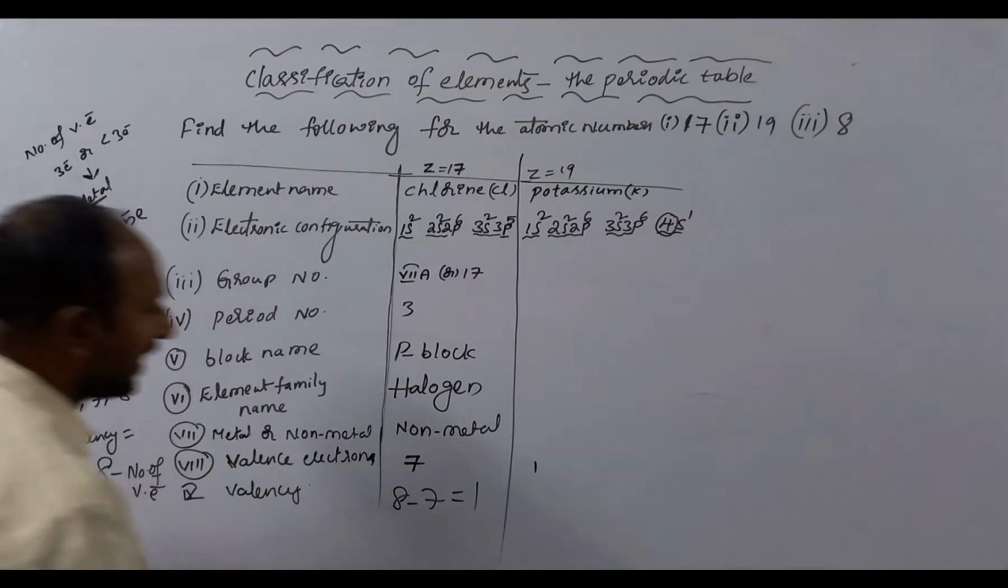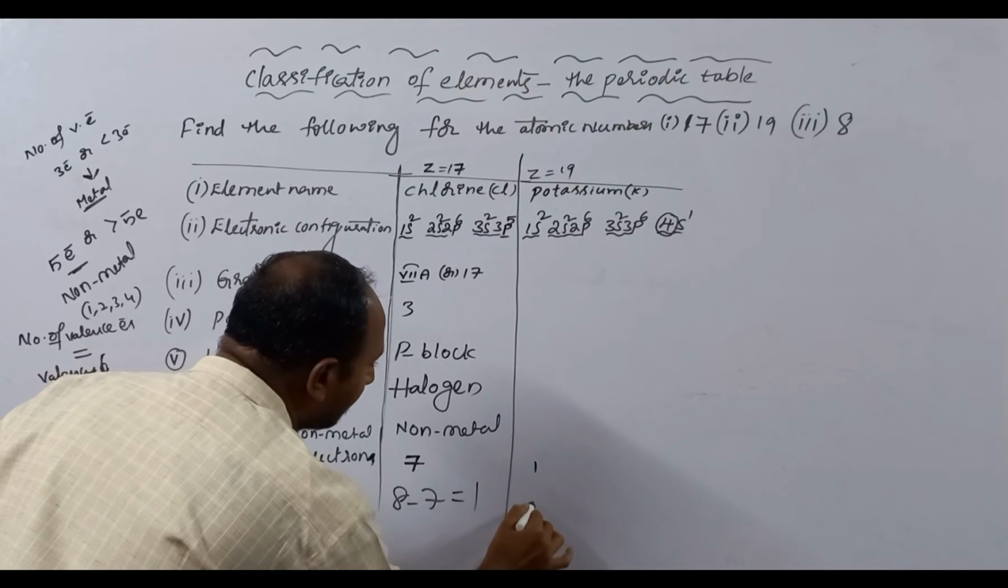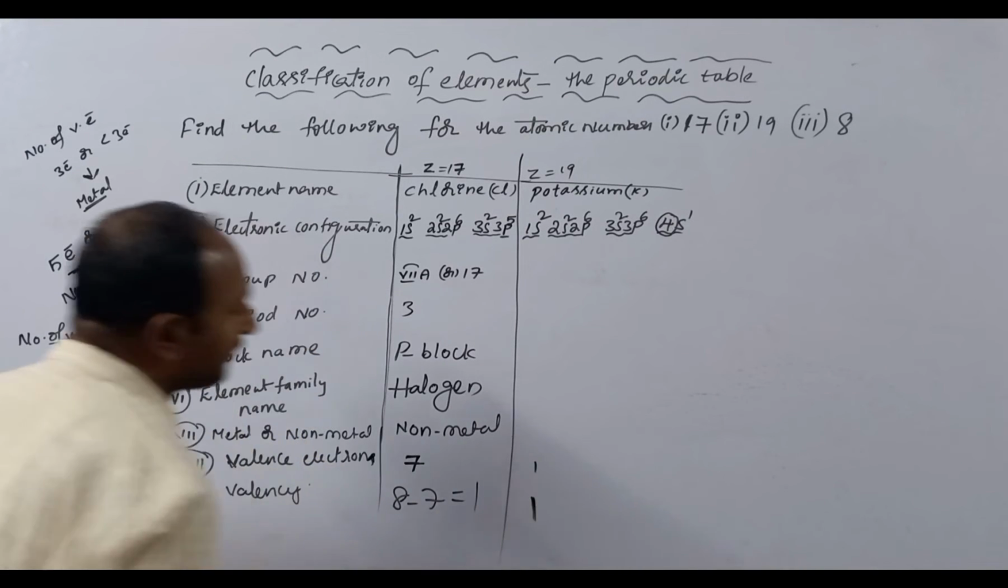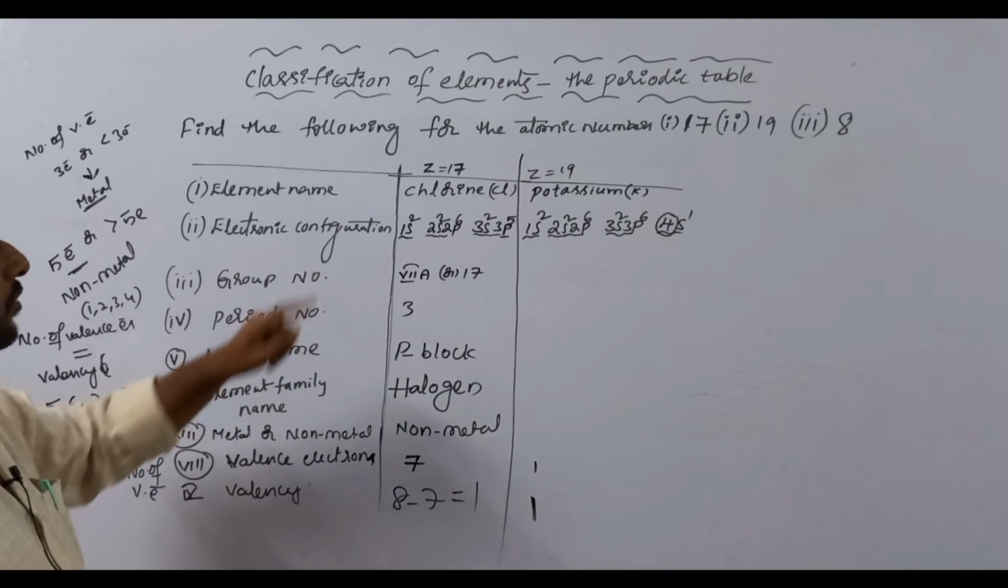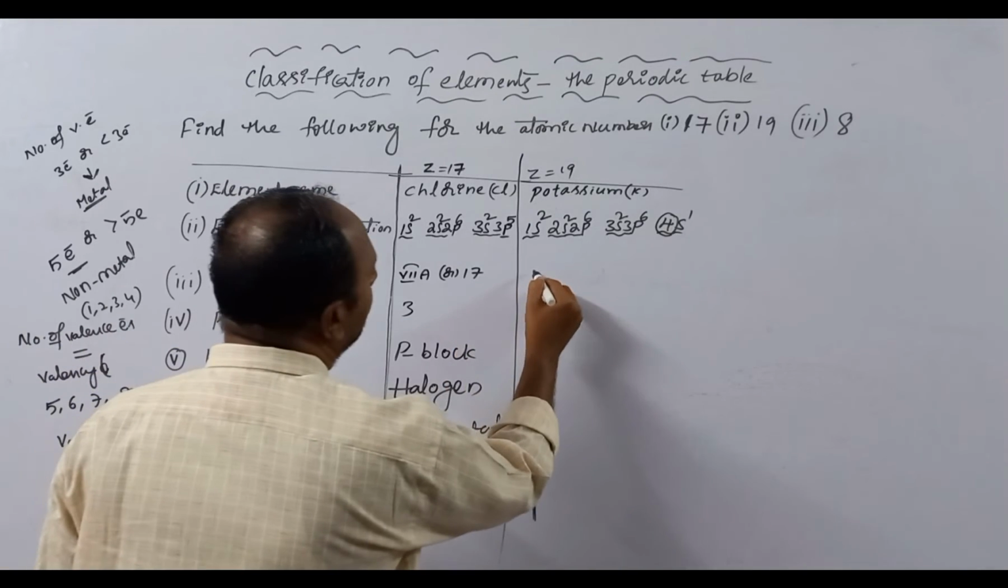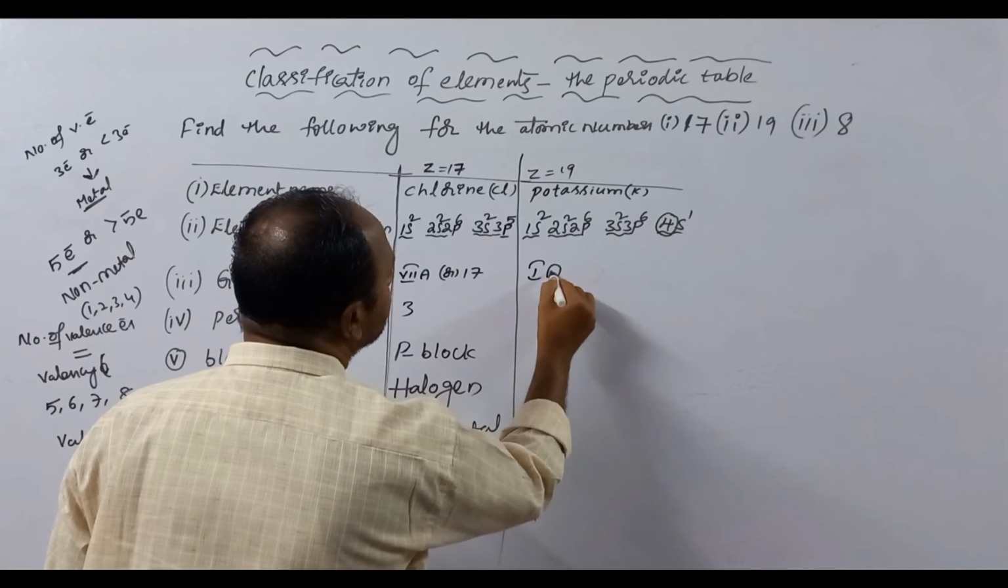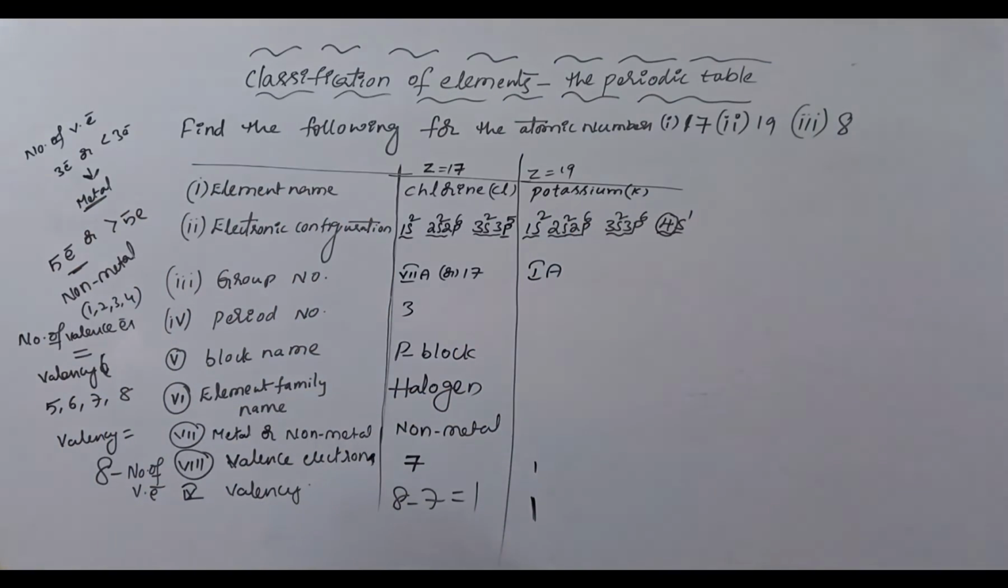That is why valency for potassium is 1, because number of valence electrons is 1. We said number of valence electrons equal to group number. That is why group number of potassium is 1A.